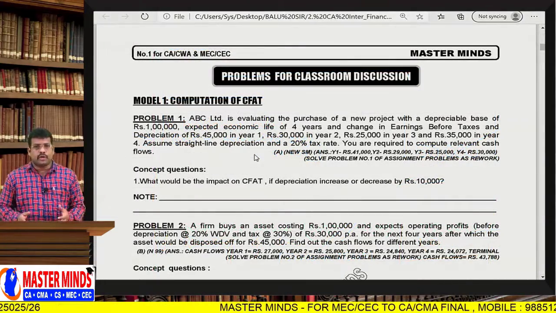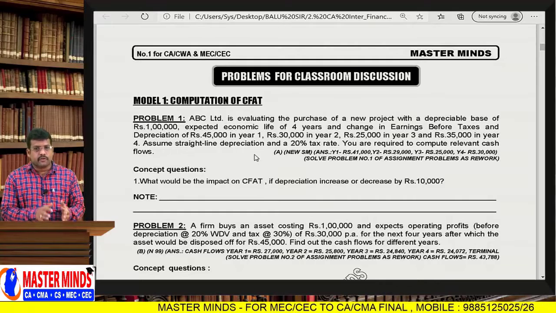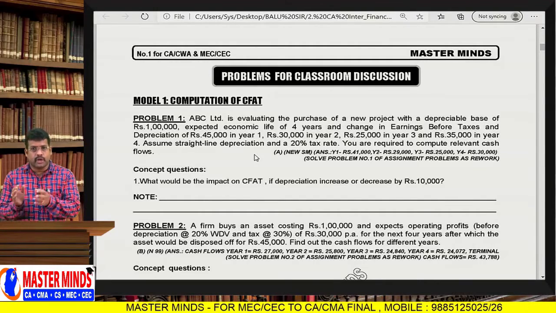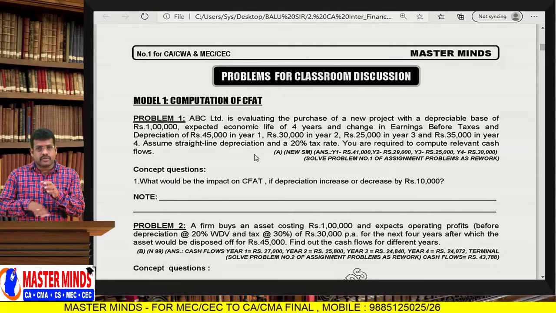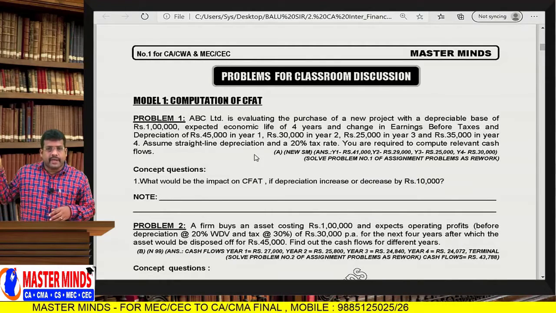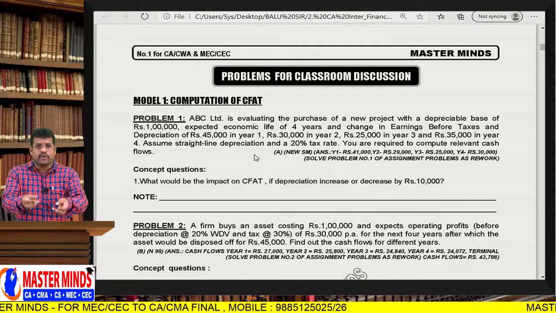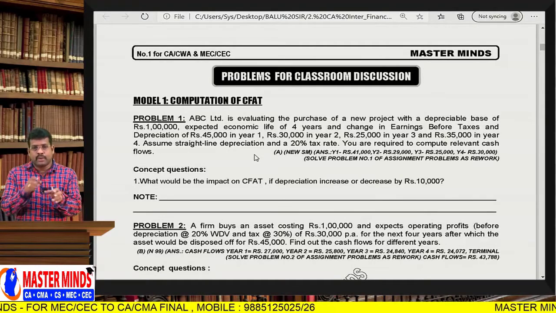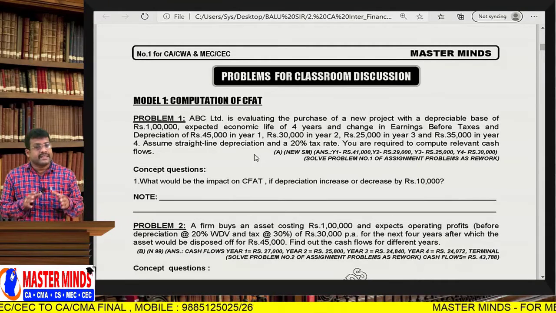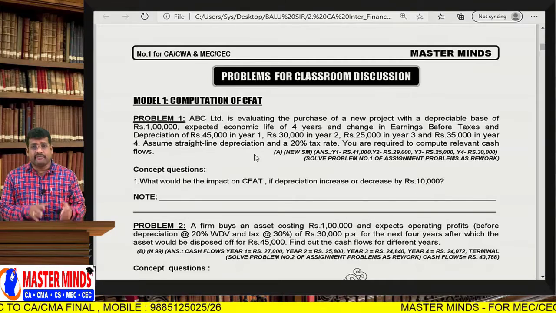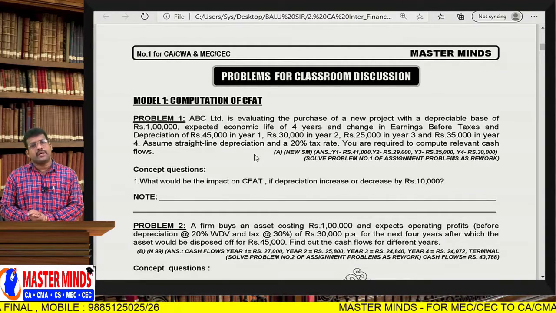I discussed with you how to calculate the cash flows of the project. The cash flows of the project are classified into two types: cash inflows and cash outflows. Cash inflows are again classified into two types: operating cash inflow and terminal cash inflow. You make the cash outflow in the beginning, and over the period you get the operating cash inflow. At the end of the period you will get the terminal cash inflow. So today we are going to learn how to calculate the cash flows of the project.